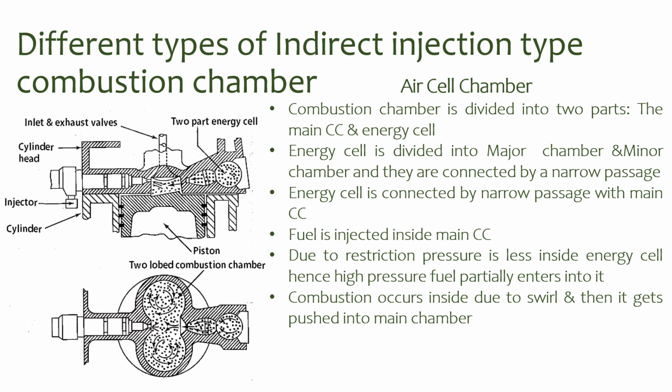The fuel is injected inside the main combustion chamber. Due to the restriction, pressure is less inside the energy cell and hence high pressure fuel partially enters into it. The combustion occurs inside due to swirl and then it gets pushed into the main combustion chamber.